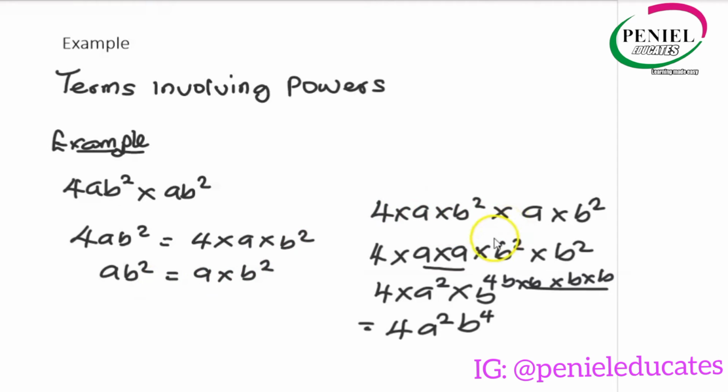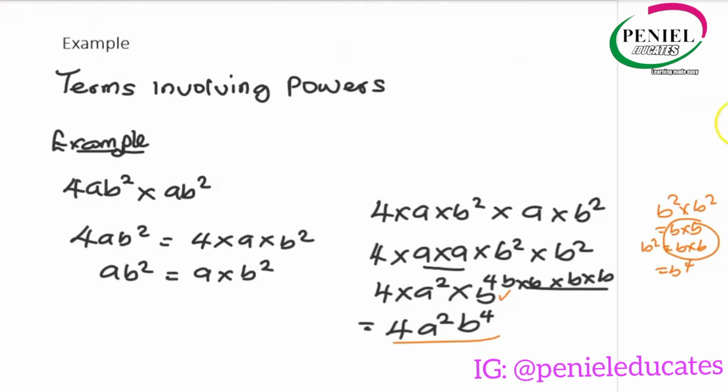So if you bring all the like terms together in multiplication, we have a multiplied by a, b squared multiplied by b squared. Now a multiplied by a is a squared. B squared means b times b, so b squared multiplied by b squared tells you that there are 4 b's. That's b raised to power 4. So our answer is 4a squared b raised to power 4.